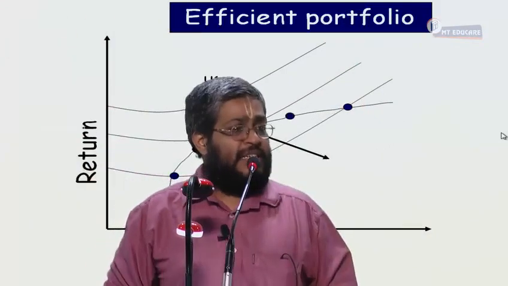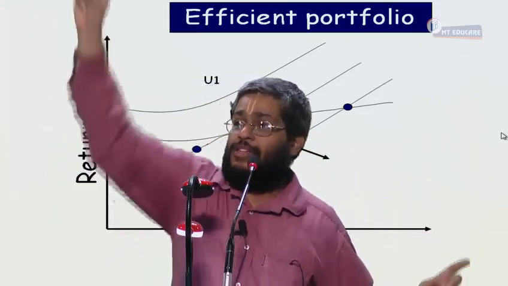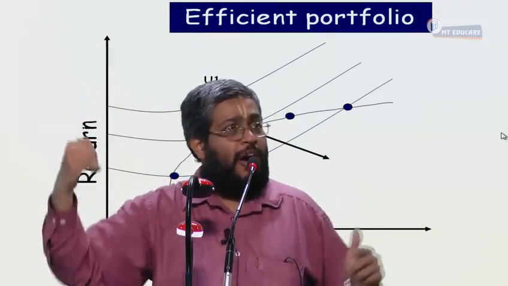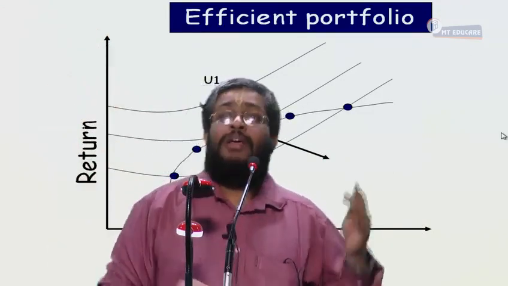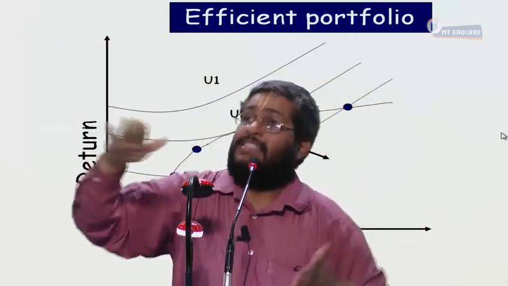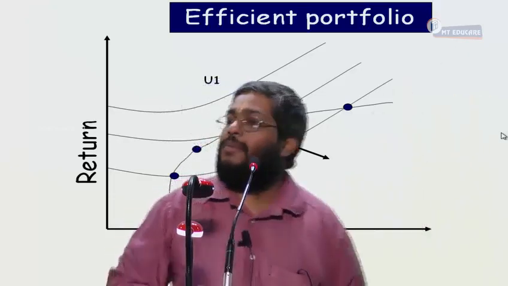Now, what is efficient security? That security which does not have any other security that gives you a higher return for lower risk, higher return for same risk, same return for lower risk. Yes or no? Now, is there any security above the efficiency frontier? No. If there exists, the frontier changes. With this, he completed the efficiency frontier discussion.